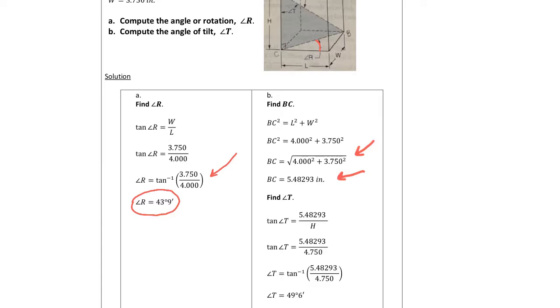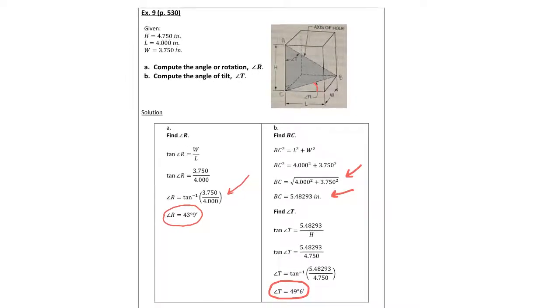Now in the triangle ABC, we know the side BC and we know the height, which is AC. So to find the angle of tilt, tangent of this angle equals 5.48293 divided by the height, which is 4.750. Take the tangent inverse and get that the angle of tilt is 49 degrees and 6 minutes. This was exercise 9 on page 530.